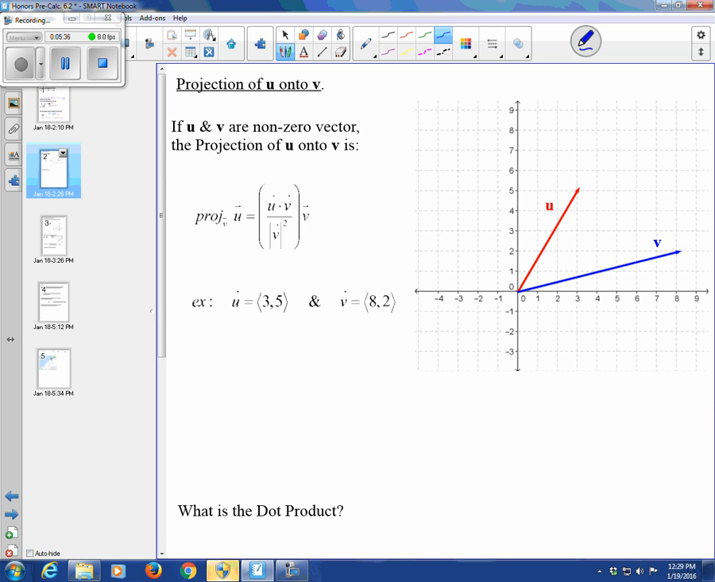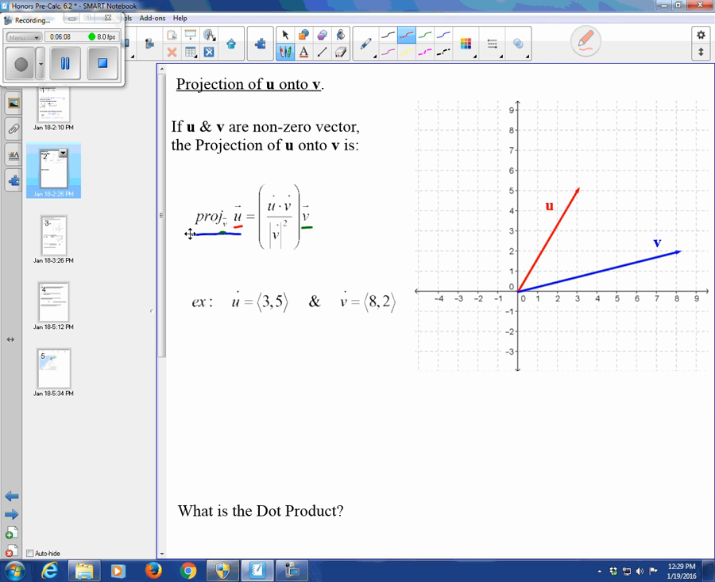All right, so we can use the dot product to determine what we call projections of vectors onto other vectors. So right here, the projection of the vector u onto the vector v. If u and v are non-zero vectors, the projection of u onto v is given to us with this notation right here: the dot product of u and v over the magnitude of v squared, times the vector v.